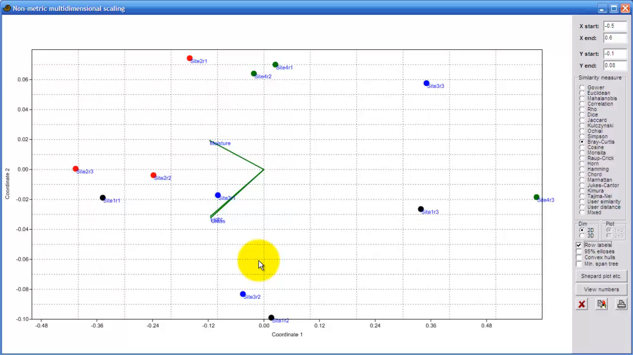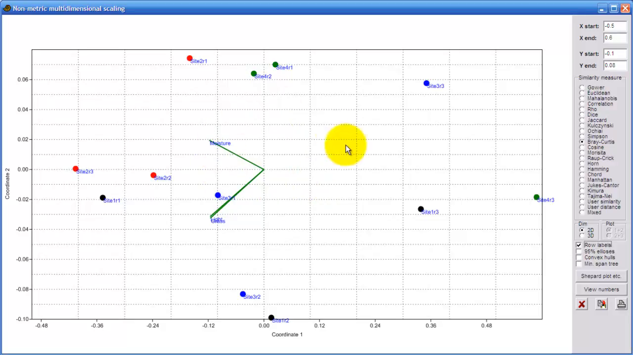MDS works by looking at the ranks of the samples. So the two samples that are closest together in terms of their distance will be put closest together on here. But it's not looking at the actual distance, but the ranked distance. So the distance between these two would be given rank 1 because it's the smallest, and so on.